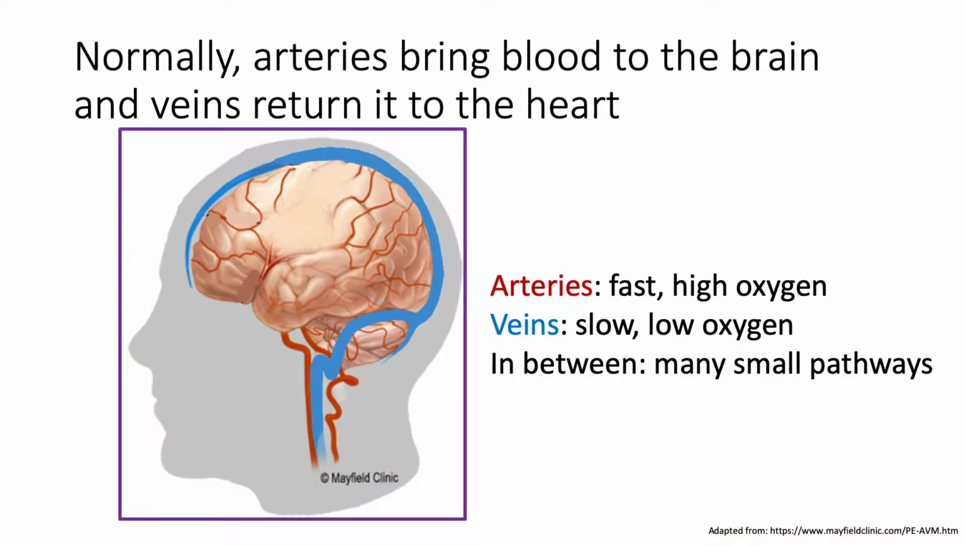Here you see a brain, and the blood supply to the brain is shown. The arteries, shown in red, bring oxygenated blood to the brain, and the veins, shown in blue, carry it back. The arteries have really fast flow, and the veins have really slow flow, and in between them is a network of small pathways called capillaries where the oxygen gets deposited into the cells.